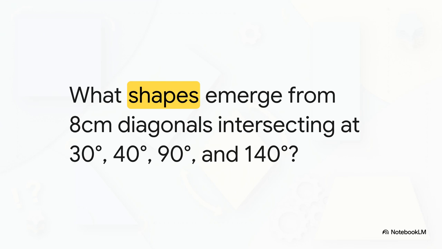We have to change the angle at which they intersect to 30 degrees, 40 degrees, 90 degrees, and 140 degrees. I want to challenge you to visualize this with me. Imagine two rigid 8-centimeter sticks pinned together right at their exact centers. As you scissor them open and close, changing that intersection angle, the invisible boundary connecting their endpoints completely alters the shape of the resulting quadrilateral. So even though the diagonals remain exactly the same length, that intersection angle dictates the entire soul of the shape.